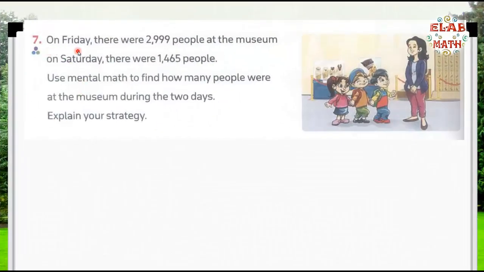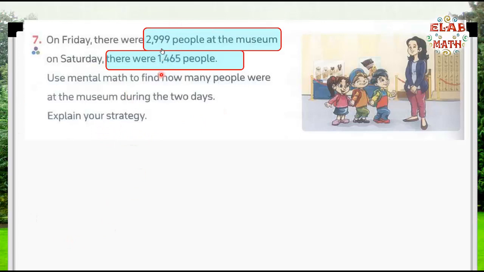Next one, this is a word problem. On Friday, there were 2,999 people at the museum. On Saturday, there were 1,465 people. Use mental math to find how many people were at the museum during the 2 days. Explain your strategy. We can add two numbers here to find the sum, or the number of people in 2 days.